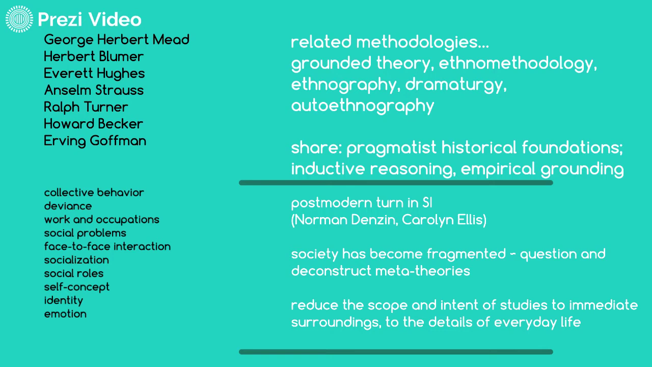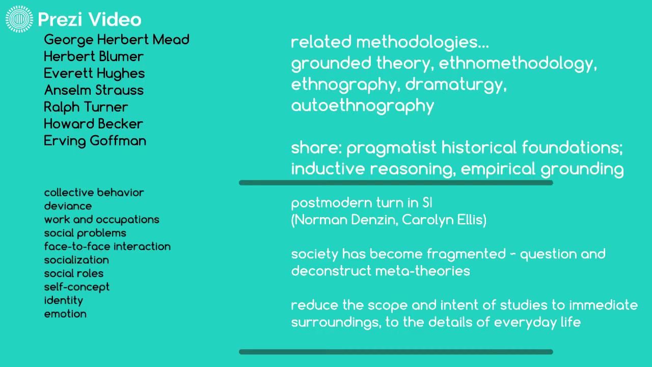One of the things that's interesting is that there are a number of other methodologies that are connected and related to symbolic interactionism. And that's the sense in which symbolic interactionism is often seen as a theoretical perspective, an umbrella under which there are a number of methodologies that share some ideas. First, this pragmatist historical foundation, but also an emphasis on inductive reasoning and a kind of profound empirical grounding, really looking at first order human experiences. So, other methodologies that are connected because of these foundational ideas are grounded theory, ethnomethodology, ethnography, autoethnography, and so on.